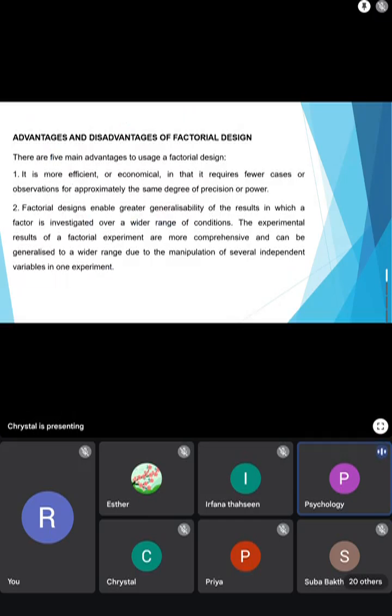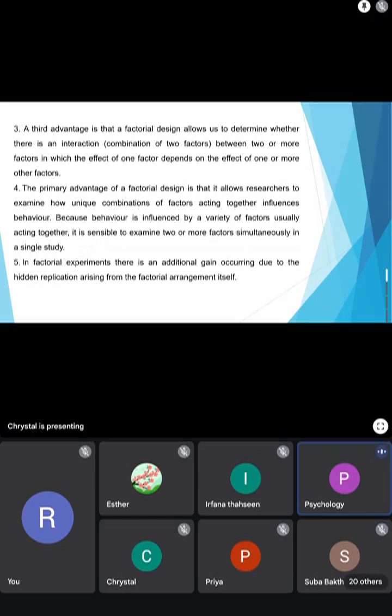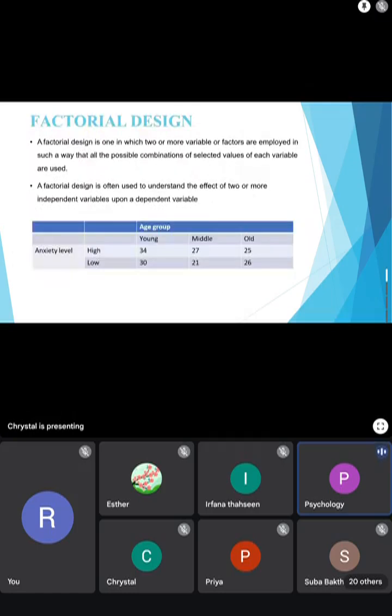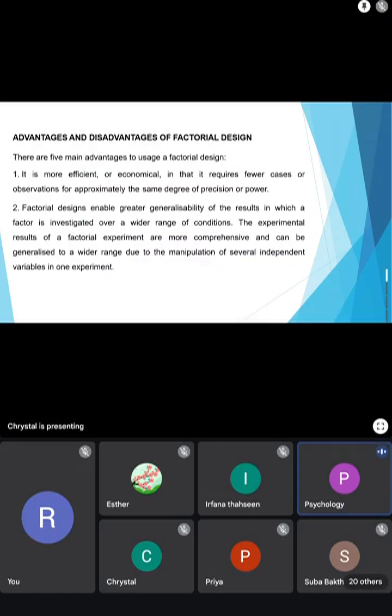They've straight away gone through the advantages. Before that, I wanted to say about the types of factorial designs. Madam, go for the next slide, two or three slides thereafter, no, before. So I'll just quickly read about the types of factorial designs.